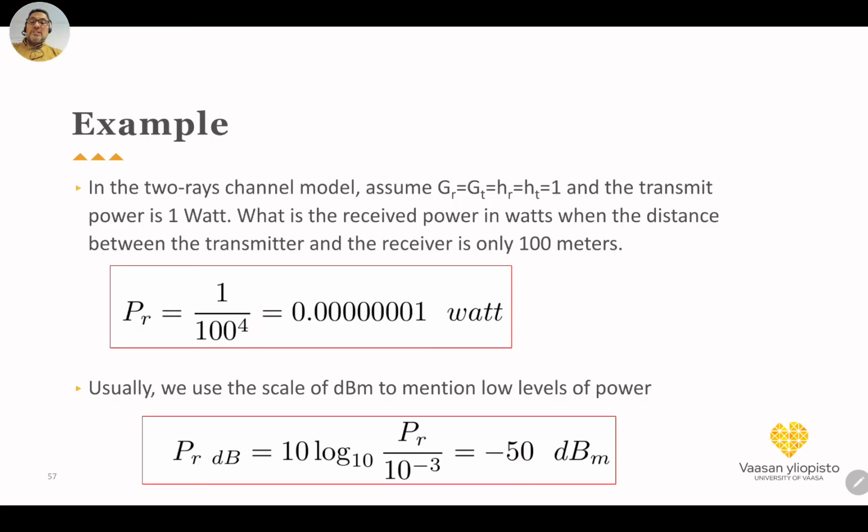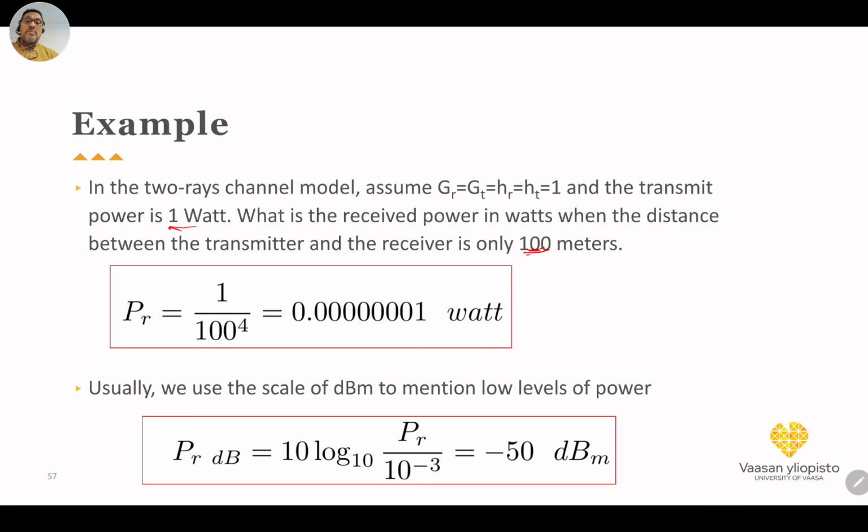Let's see this example. Assume that the channel gain, the antenna gains of the receiver and the transmitter, and the heights, all of them are equal to 1, and the transmitter transmits with power 1 watt, and we want to see how much you can receive if your receiver is only 100 meters away from the transmitter. Let's say a Wi-Fi transmitter sending at a power of 1 watt, and after 100 meters, how much power will you be able to see from that transmitter?